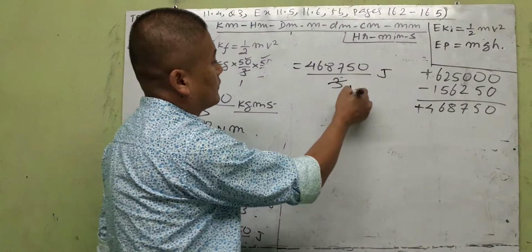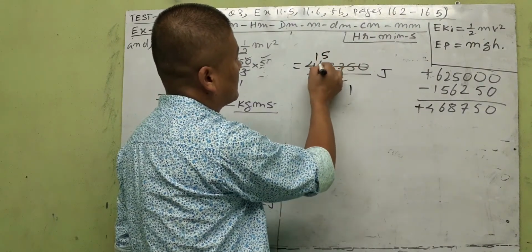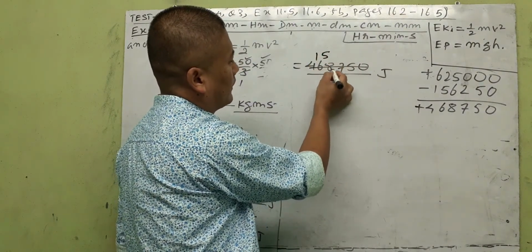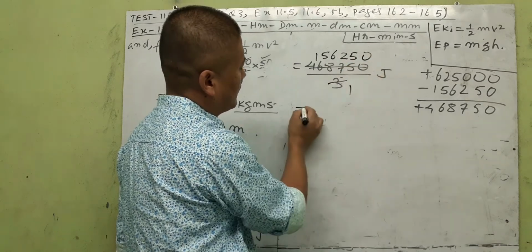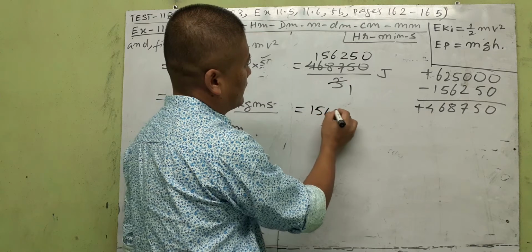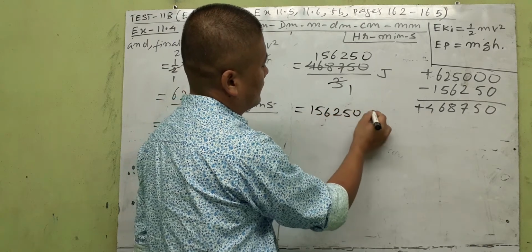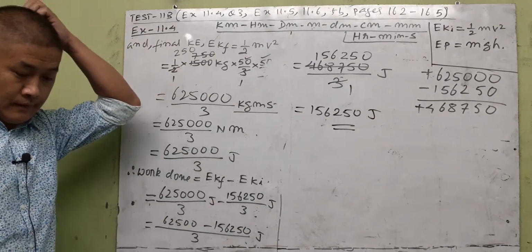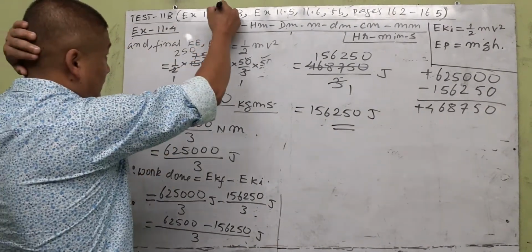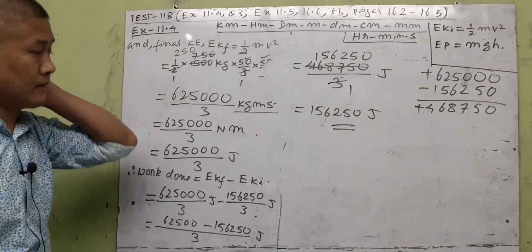So 3 ones are 3, 3 ones are 3, 1 in hand, 3 fives are 15, 1 in hand, 18, 3 sixes are 18, 3 twos are 6, 7, 1 in hand, 15, 3 fives are 15, 0. So the work that needs to be done is 156250 joules. Okay, the first one. Let's go to the next question. So this is done.